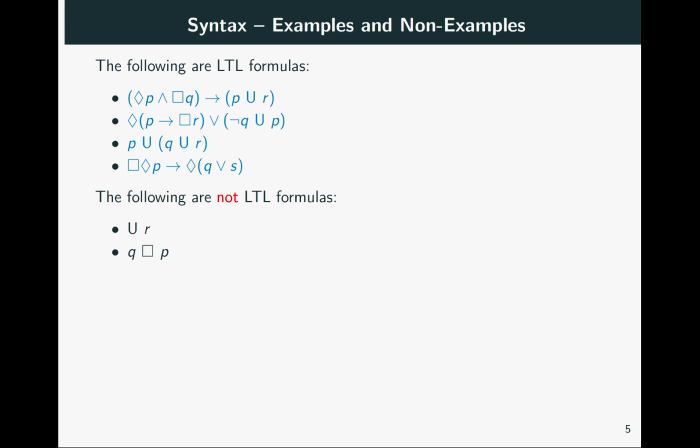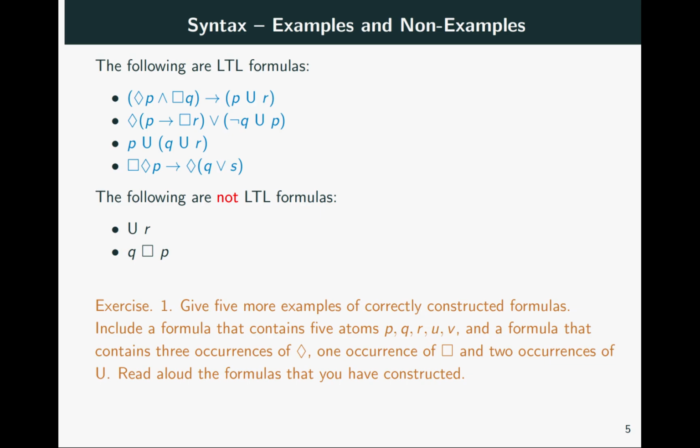By contrast, the following are not correct formulas. In the first example, the binary connective U is applied to one argument, which is wrong. And in the second example, the unary connective always is applied to two arguments, which is again wrong. So until should be applied to two arguments and always should be applied to one argument.